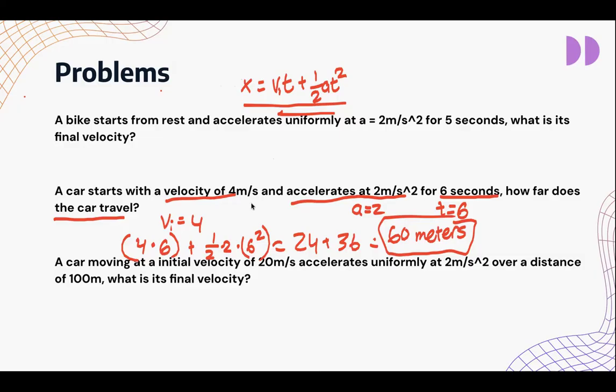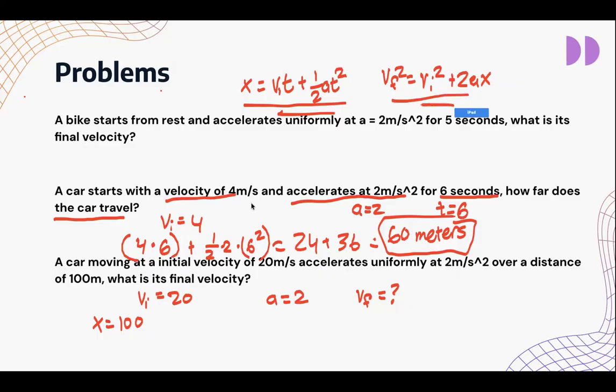Okay. A car moving at initial velocity of 20. So you get VI is equal to 20. Its acceleration is equal to 2. And we're trying to find its final velocity, so we're just going to put a question mark there for right now. And its distance is 100 meters, correct? We're given three out of these four. If you look back at Jethin's picture, we can use VF squared is equal to VI squared plus 2AX, correct? This is the other kinematic equation that is a fact, and you guys should probably know.